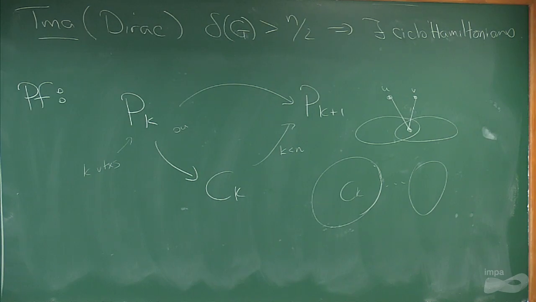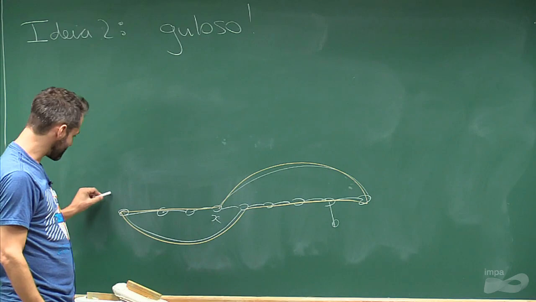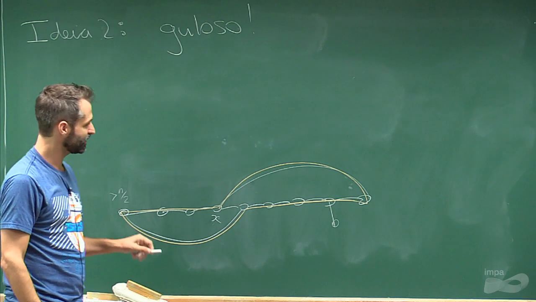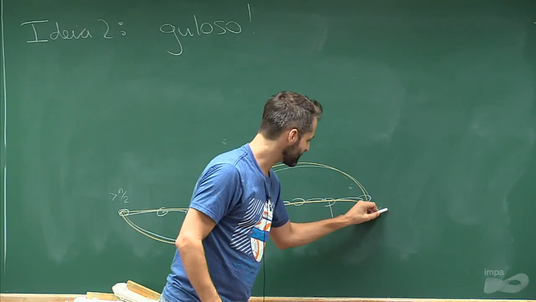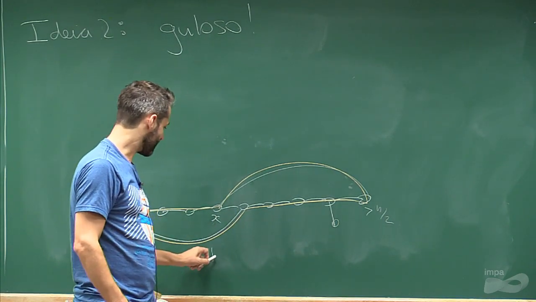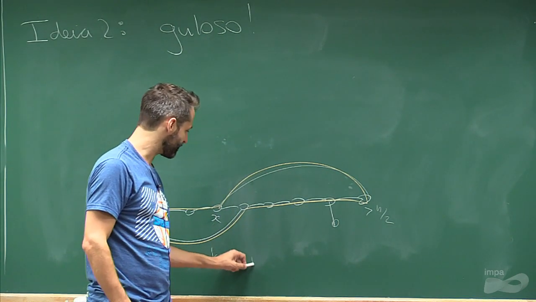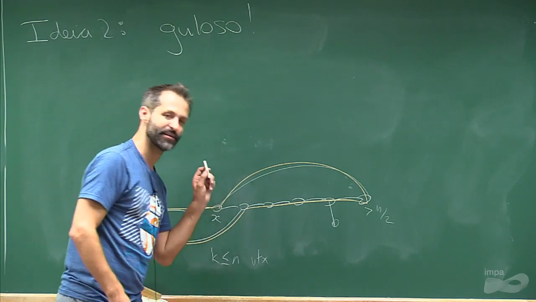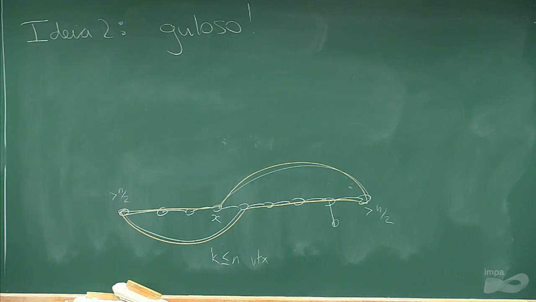So, the existence of x. This guy has degree bigger than n over 2, and this guy has degree bigger than n over 2. And there are k vertices, which is less than, sorry, less than or equal to n. Now, you tell me, why does there exist such an x?